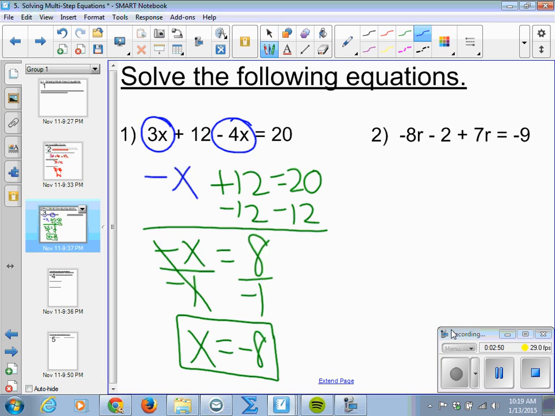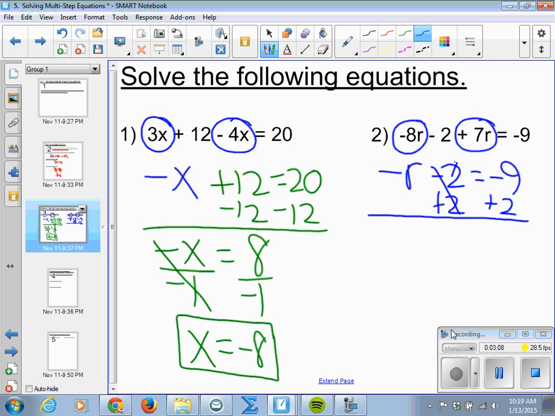Number 2, I see we have negative 8r and positive 7r as like terms. Negative 8 plus 7 is negative 1, so we have negative r minus 2 equals negative 9. We're going to add 2 to both sides. Goes away. We still have negative r, and we have negative 7. Now again, we don't want negative r, so we divide both sides by negative 1. So r equals positive 7.